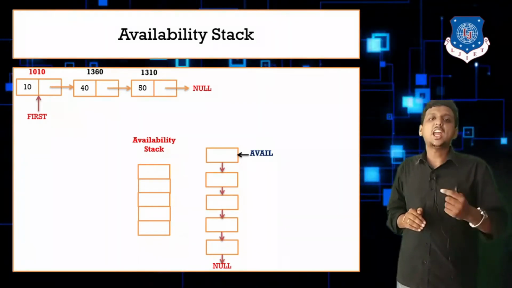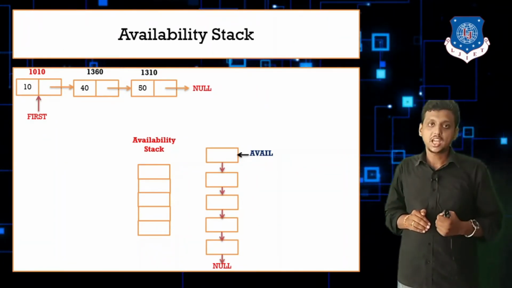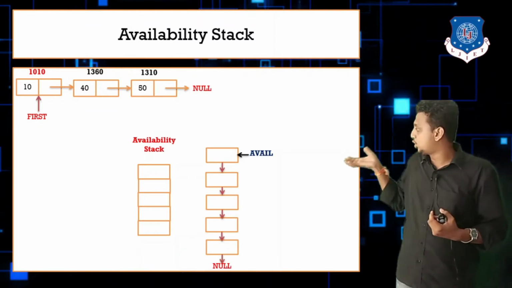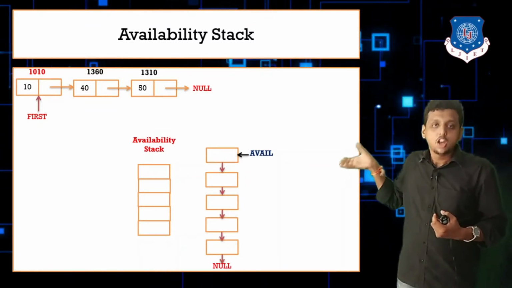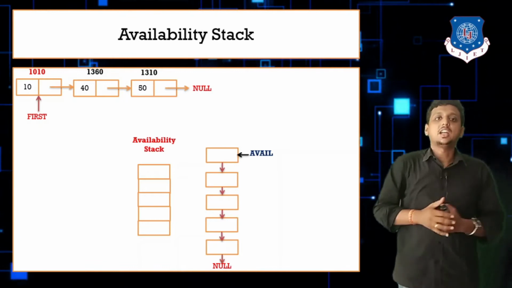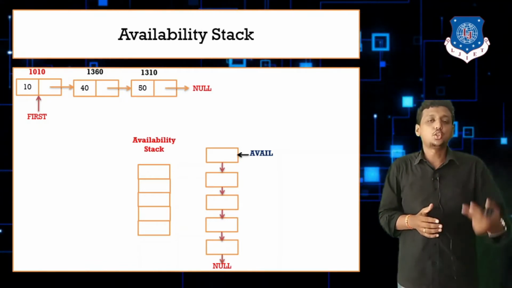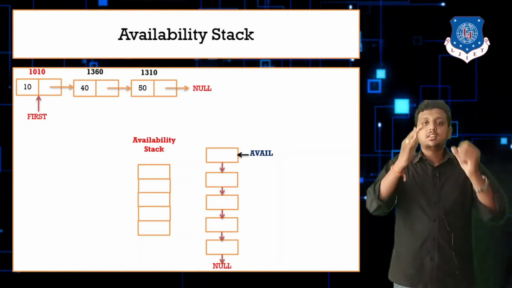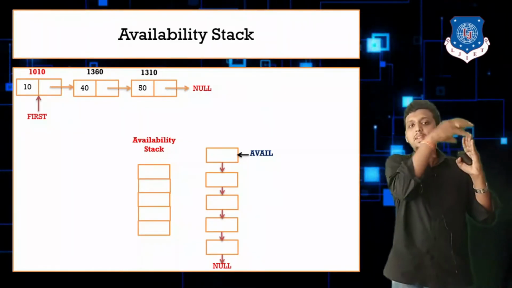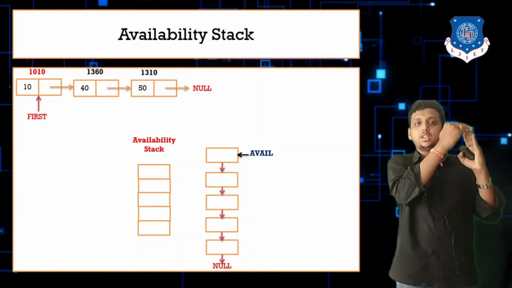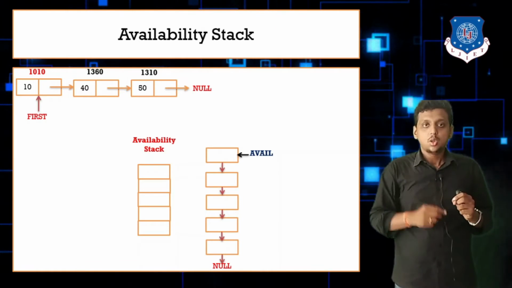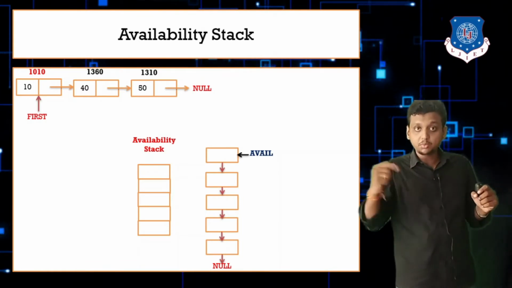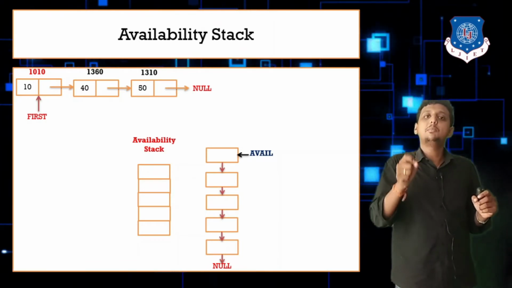What I want is a new node. That means I want to remove the topmost node of the availability stack and take it as mine. So what to do? See, when you want to remove some element from the stack, the top pointer will be decremented. Yes or no? Whenever you want to remove something from the stack, your top pointer will be decremented.